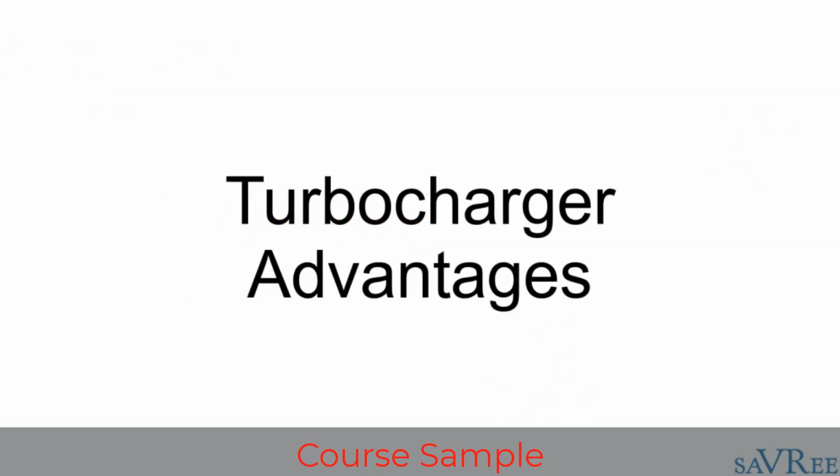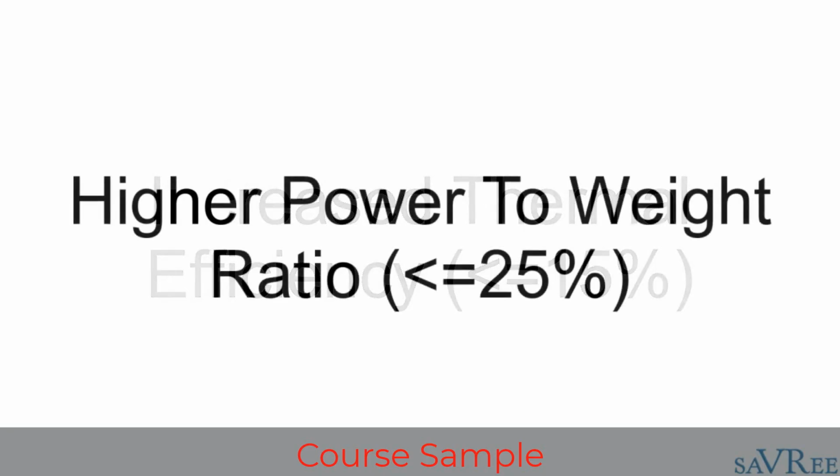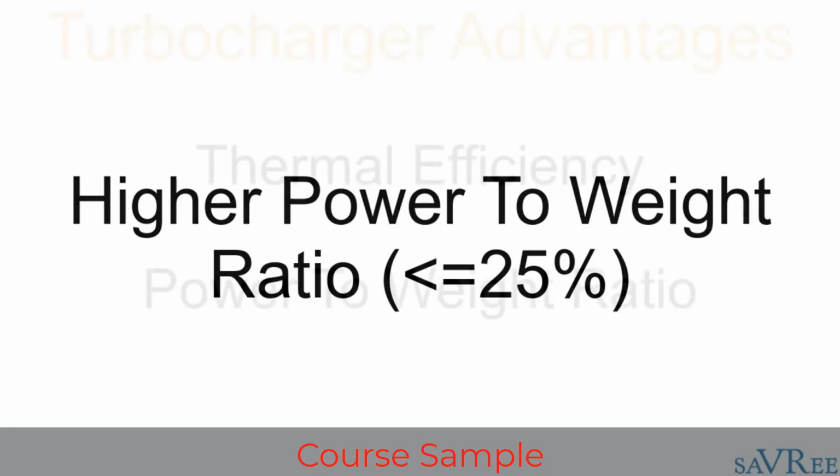The advantages with the turbocharger are that there is increased efficiency. Thermal efficiency increases by up to 15%. So we have an increased overall engine efficiency. We also increase the power output of the engine, and this gives us a higher power to weight ratio. So you have to imagine here we're probably adding less than 5% of the engine's total weight because the turbocharger itself is not very big, but our maximum power output may increase by up to 25%.